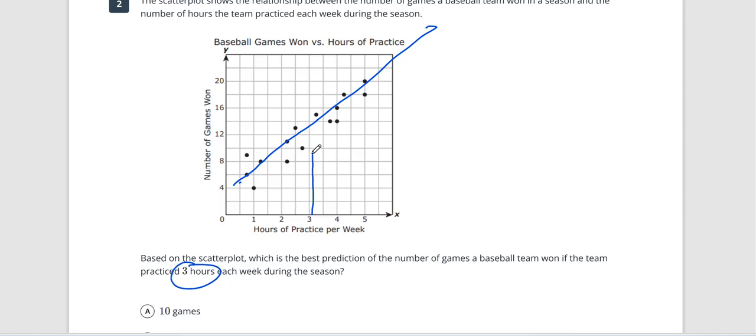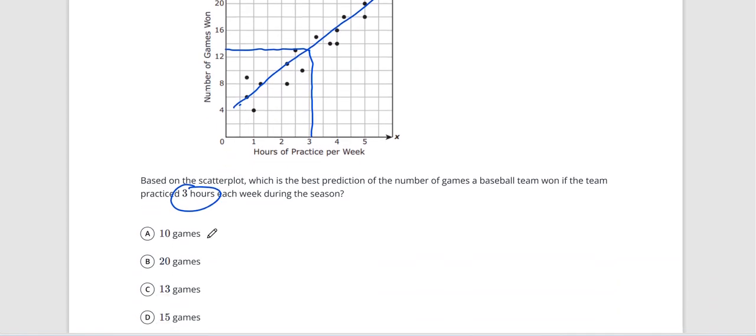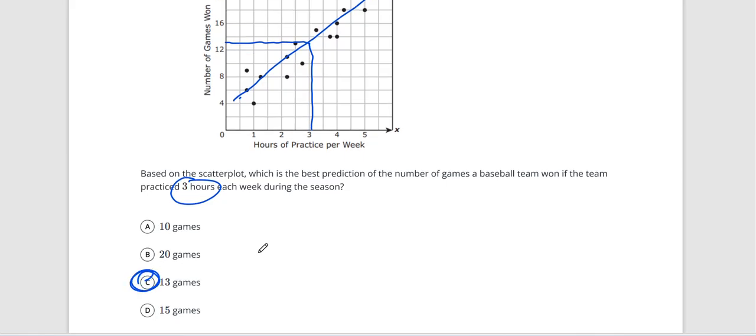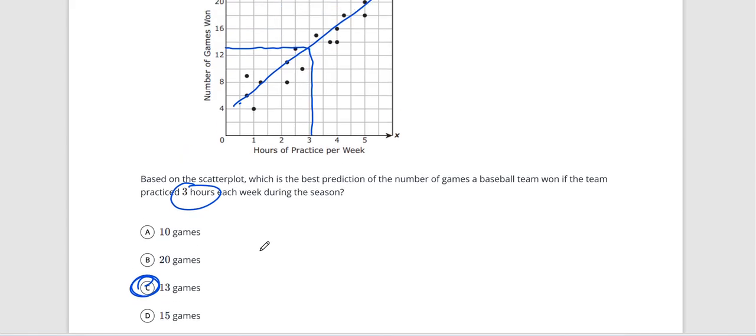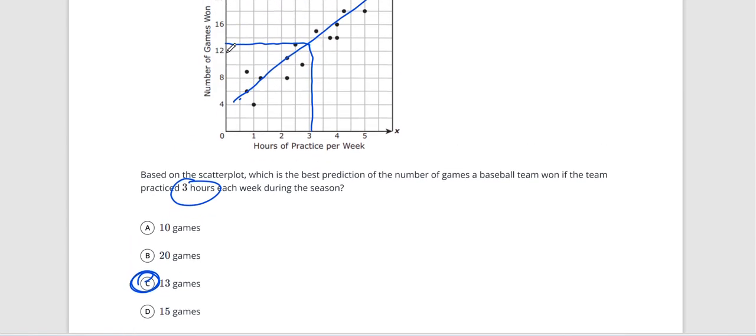At 3 hours, go to your line roughly about here. I come over roughly about 12, 13. Not too bad. If you're asking why not 15, guys, from here to here is 14. This is 14. 15 would be up here.